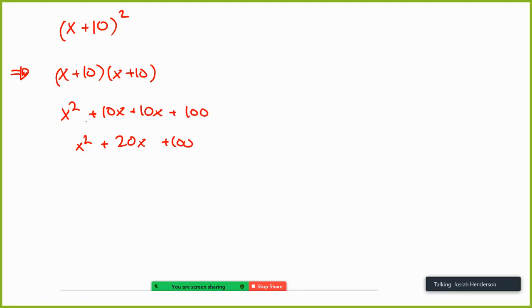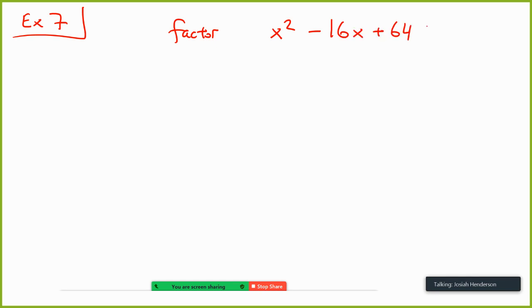Let's look at another example like this, and then we've got a little bit of time to start the mastery test together. So example 7. Factor x to the second power minus 16x plus 64.